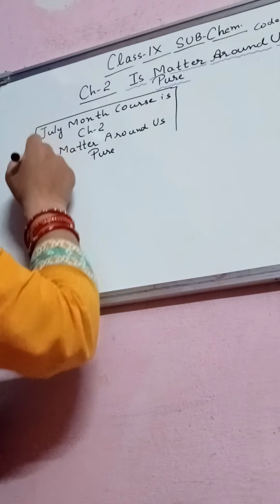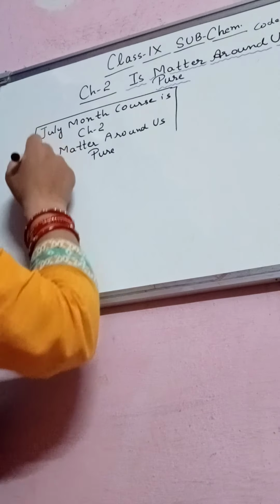So in the previous class you have already studied what a matter is. Matter is anything which occupies space and has mass. That is called matter.